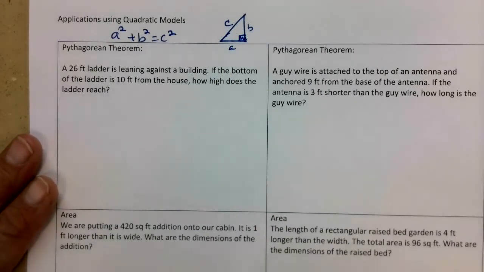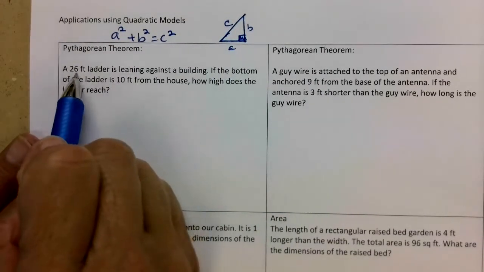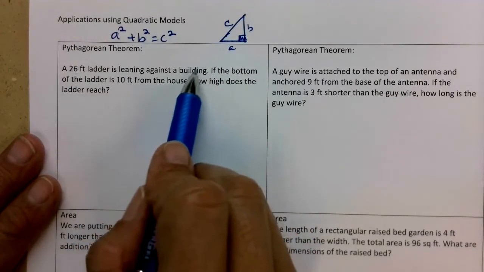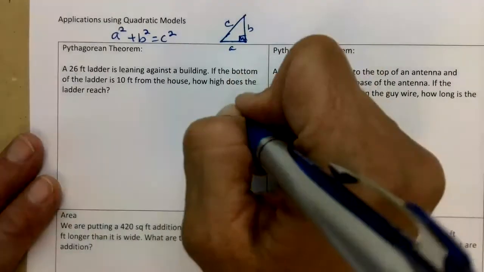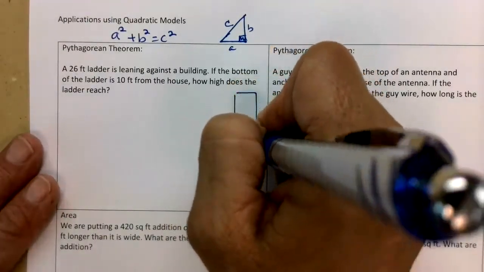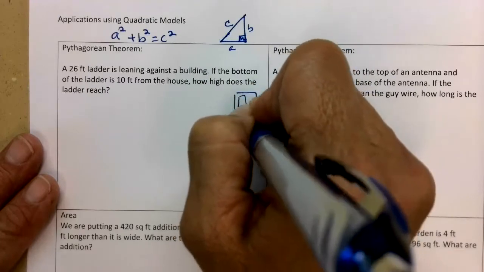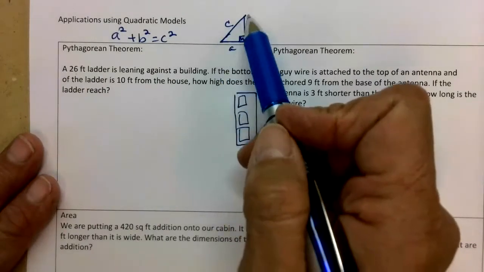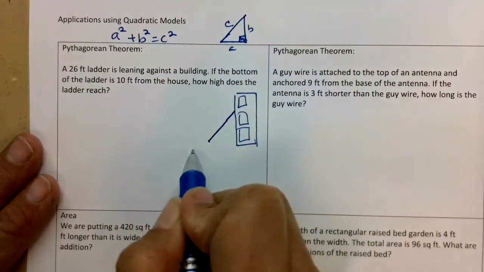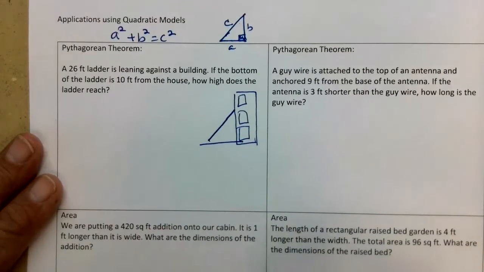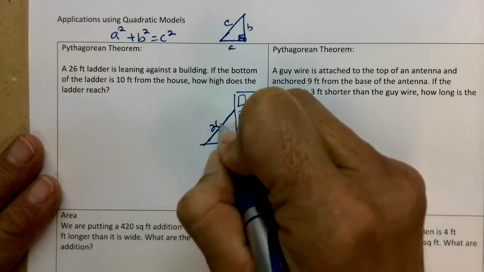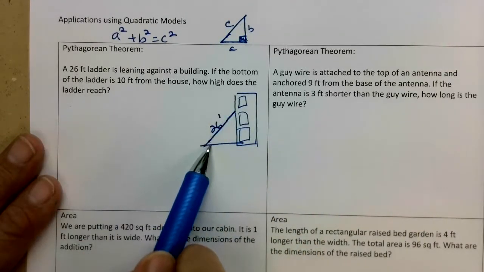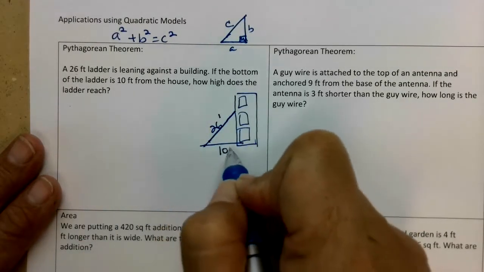Okay, so let's go ahead and take a look. A 26-foot ladder is leaning against a building. If the bottom of the ladder is 10 feet from the building, how high does the ladder reach? So I'll draw my building. 26 feet is how long the ladder is. It's the hypotenuse, right? It's leaning at an angle against the building. It's 26 feet long, so I'll label that. And the bottom of the ladder is 10 feet from the house.